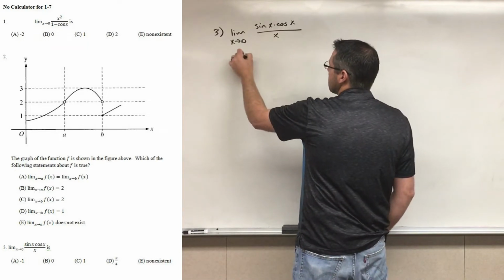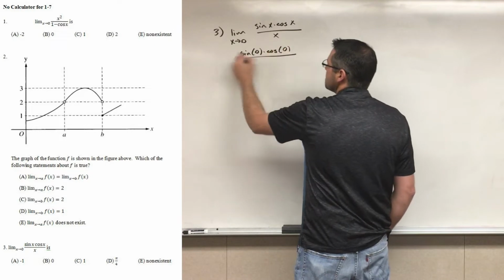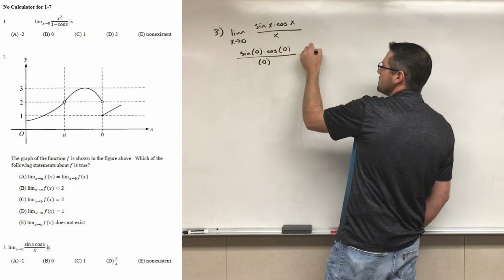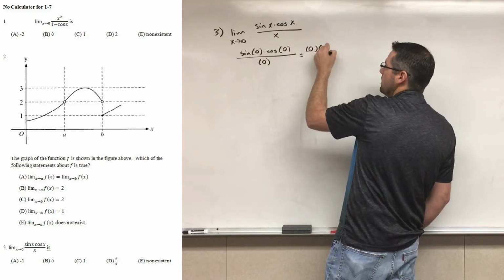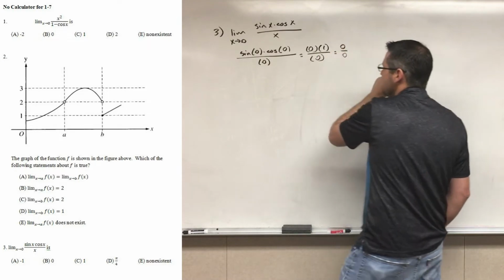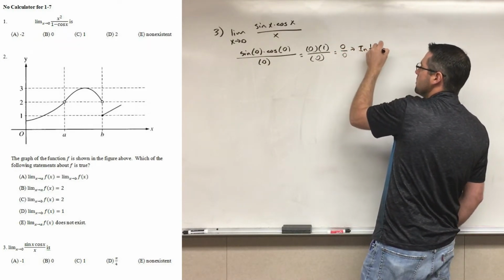If I plug in 0, again, substitution is always our first step. So we get sine of 0 times cosine of 0 over 0. Sine of 0 is 0, cosine of 0 is 1, over 0. This is 0 over 0. So what do we say? We say indeterminate form.